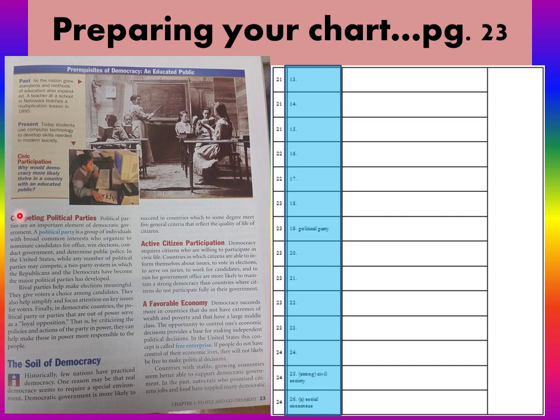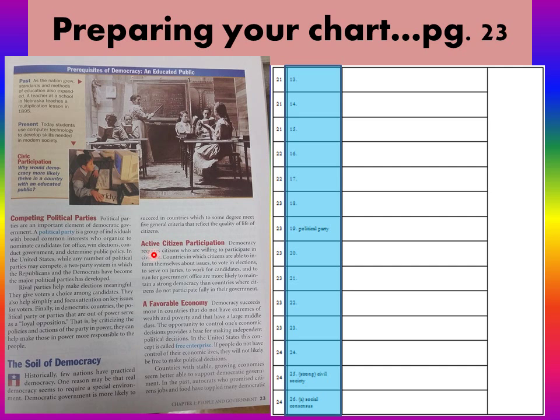Competing political, we have a red, we have a blue, we have a blue, and we have a red and a red and a blue. I'm going to combine these red and blue. No, never mind. Subtract that. I don't want to combine these. Competing political parties is going to be number 18. Political party is number 19. The soil of democracy is number 20.